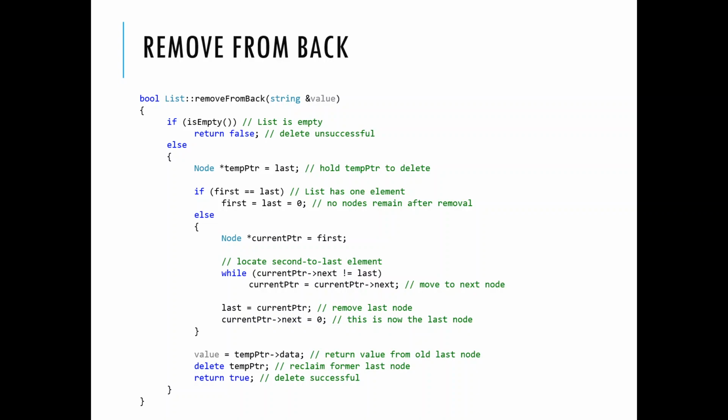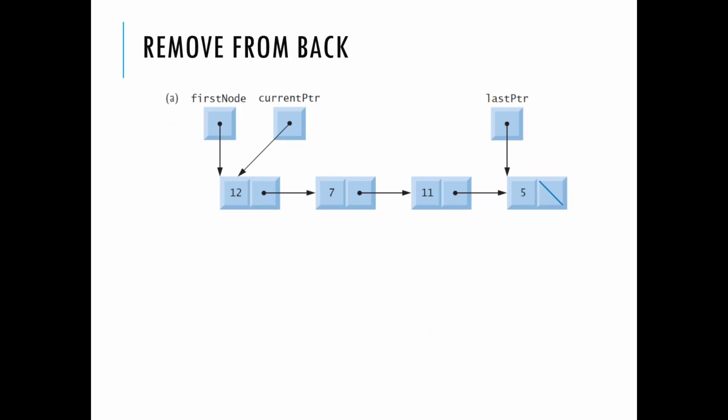Otherwise, I need to find the second to last element, the one that points to this last element. Once I find that, I walk down my list until I get to the second to last element, and then I point the last to the second to last element, and then just remove the element that I have. Okay, and then unhook what the second to last element was pointing to. So it's going to do this.